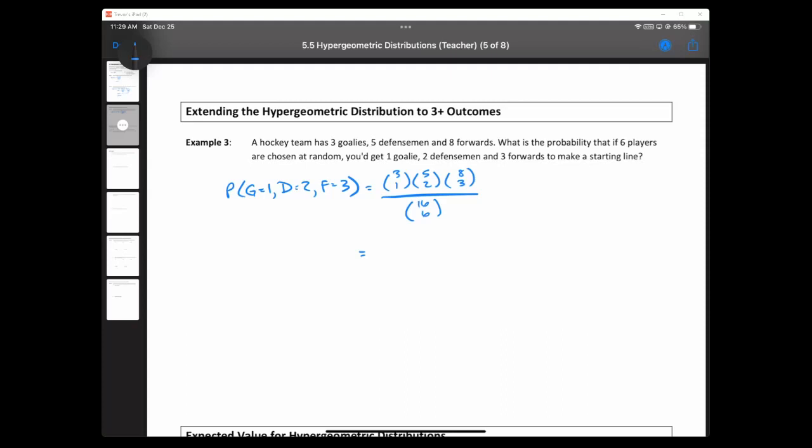So on the top, I have 3 times 5 choose 2 times 8 choose 3 divided by 16 choose 6, and I'm getting out 0.2097, which is actually going to round off to 0.210 or 21.0%. Okay, so it's about a 1 in 5 chance that if I randomly select 6 players in the locker room, I'll actually have a functional team. That's not too bad, I guess.